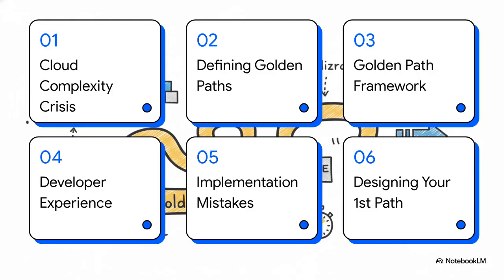So, here's the roadmap for our explainer today. We're going to start with the cloud complexity crisis, clearly define what a golden path actually is, break down the framework, see how it completely transforms the developer experience, highlight some common mistakes you definitely want to avoid, and finally, look at how to design your first path. Let's just jump right in.